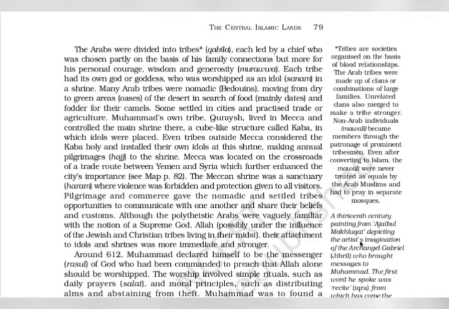The Arabs were divided into tribes, Kabila, each led by a chief who was chosen partly on the basis of his family connections but more for his personal courage, wisdom, and generosity, Murawa. Each tribe had its own god or goddess who was worshipped as an idol, Sanam, in a shrine. Many Arab tribes were nomadic, moving from dry to green areas of the desert in search of food, mainly dates, and fodder for their camels.